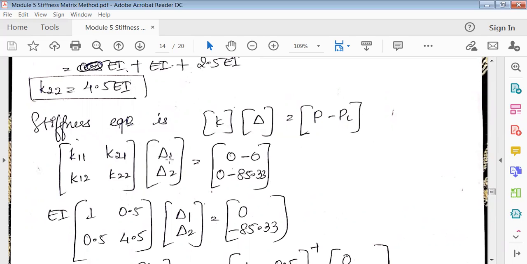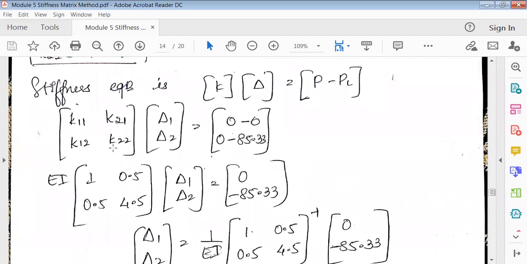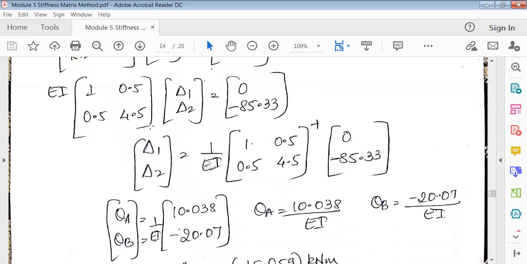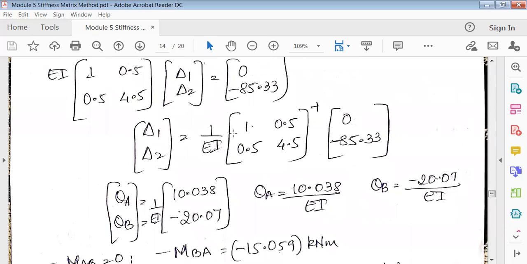Okay, then delta 1, delta 2 is equal to, next p minus pl. So p is 0 only. Pl is 0, and second is 85.33. Next, substitute the values, take the common values here, and delta 1, delta 2, 0 minus 85.33. Okay, delta 1, delta 2 is equal to 1 over EI. So it is 1.5, 0.5, 4.5 inverse, 0, and this is 85.33. So it's like matrix A inverse matrix B.